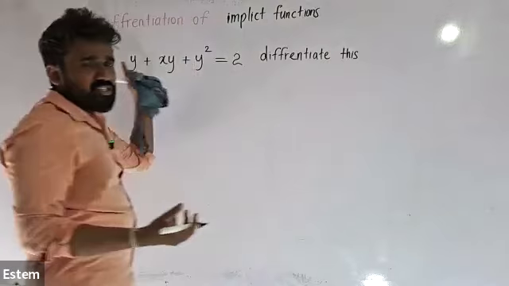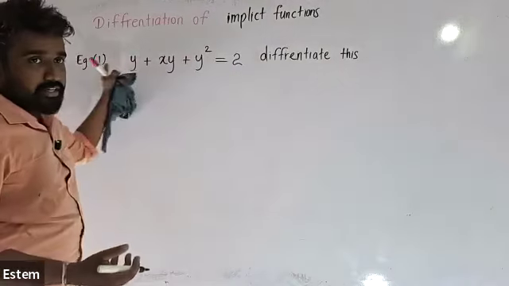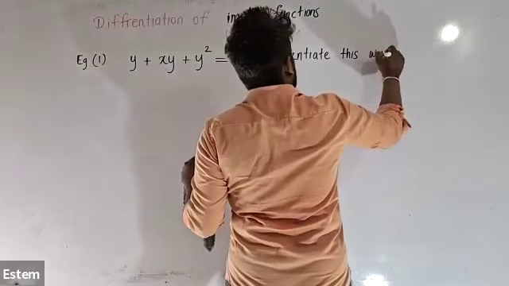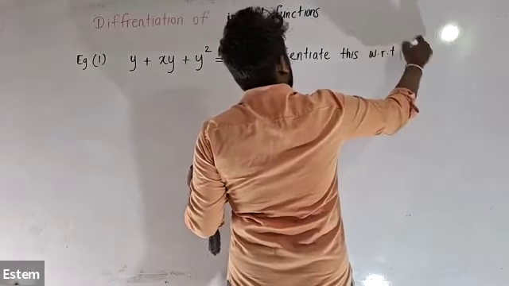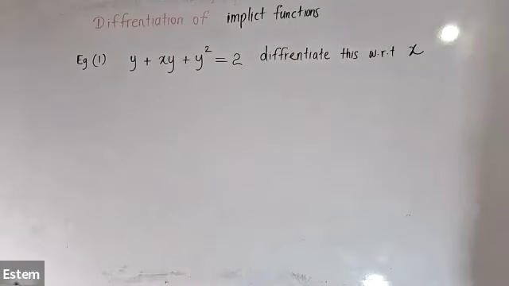It means differentiation of this entire function, including this 2 also, with respect to x. So, this is implicit differentiation.